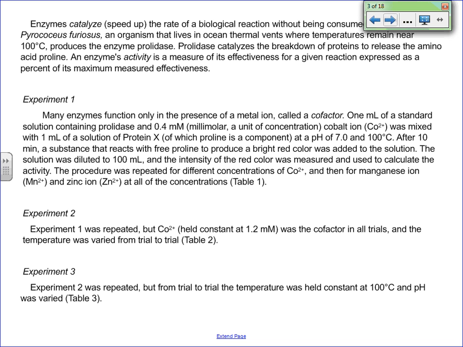The first paragraph of this, you'll notice, is a little bit of background information about the experiments that are going to be run. The second paragraph outlines the first experiment that was run. The third paragraph outlines the second experiment, and the last paragraph outlines the third experiment. So let's get started by reading the first experiment.